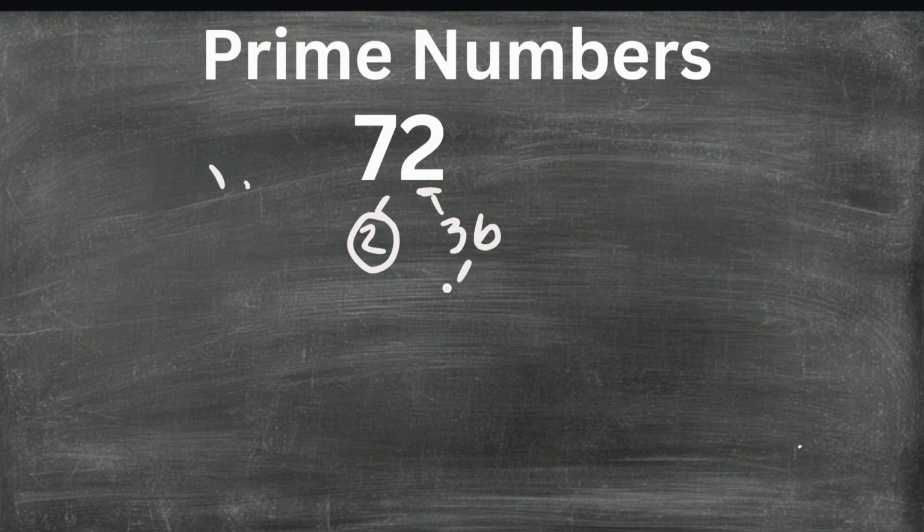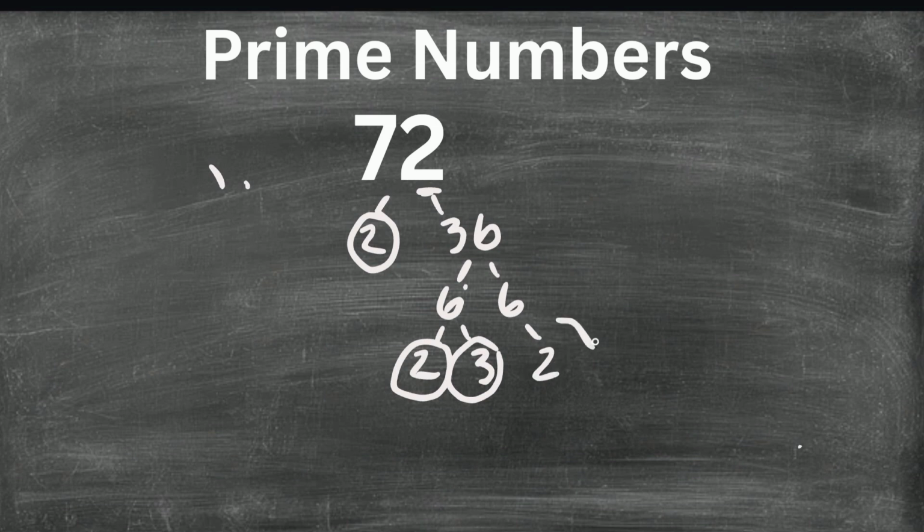I know that 6 times 6 is 36. Neither one is prime, so I won't circle that. And then 2 times 3 is 6, and I'll go 2 times 3 again. And if you'll notice, we are all the way down to prime numbers.